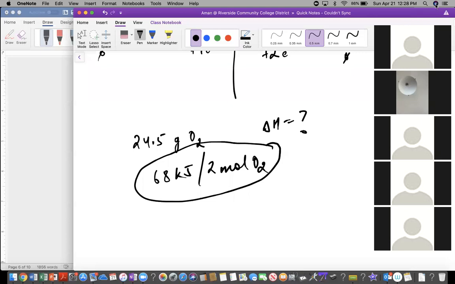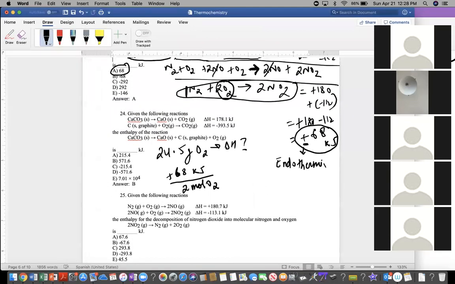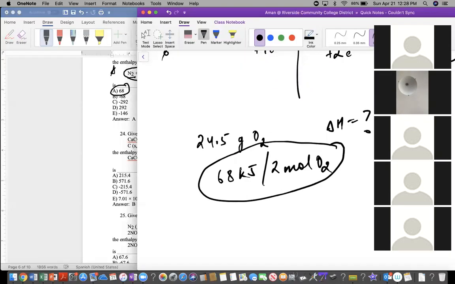So you can see that when we solved this whole thing, we figured out that for this reaction, 68 kilojoules is the answer for the reaction. That 68 kilojoules belongs to 2 moles of oxygen. That's where we're getting this from: 68 kilojoules for every 2 moles.